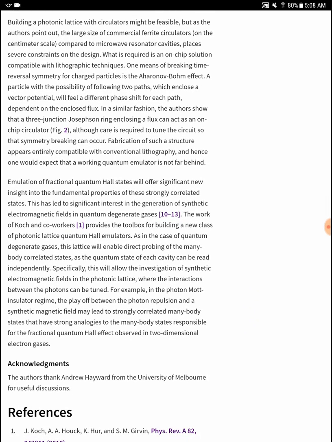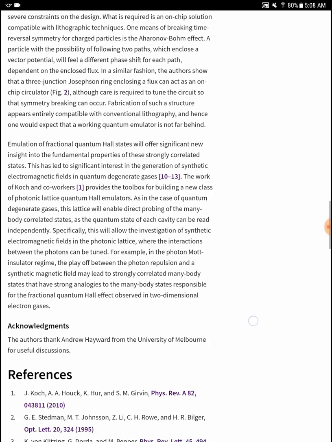Building a photonic lattice with circulators might be feasible, but as the authors point out, the large sizes of commercial ferrite circulators, on the centimeter scale, compared to micro-resonator cavities places severe constraints on the design. What is required is an on-chip solution compatible with lithographic techniques.